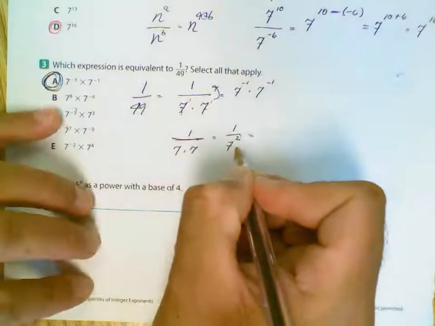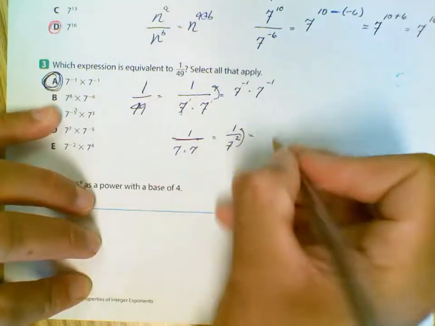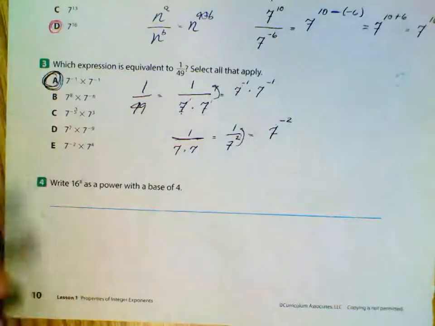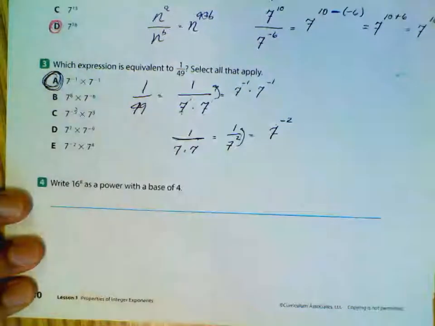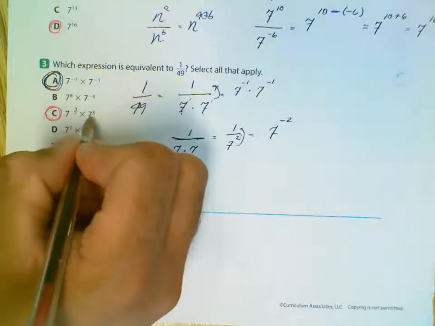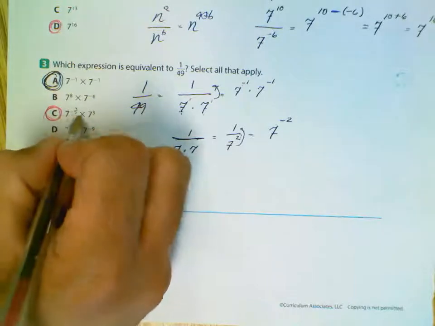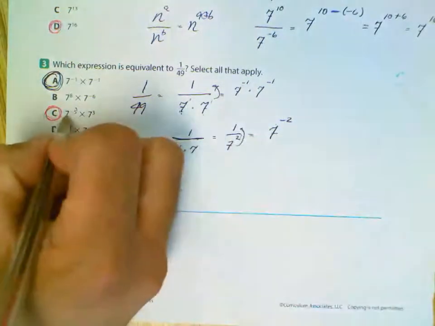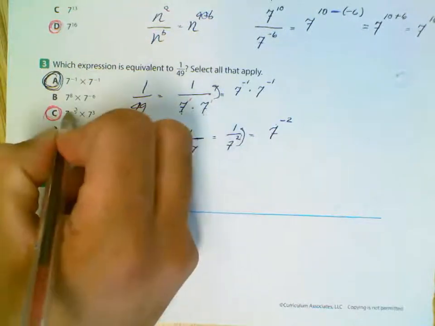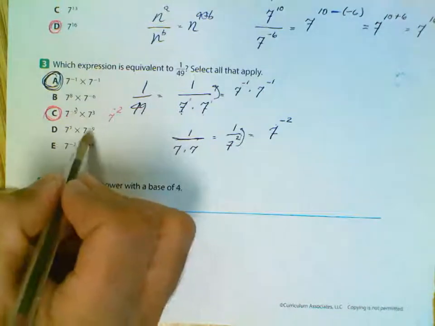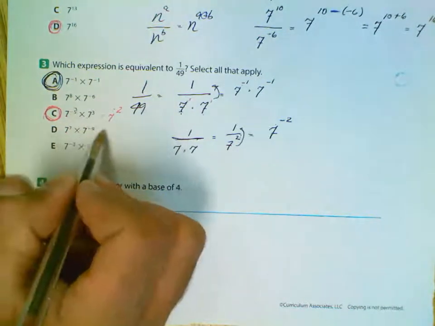If I move this power to the numerator, I have 7 to the negative second power. So C will be a solution, because 7 to the negative 5 times 7 to the third power is equal to 7 to the negative 2. Same base, negative 5 plus 3 is negative 2. What else? 7 minus 9 is equal to negative 2.